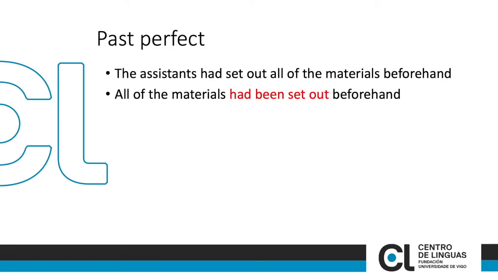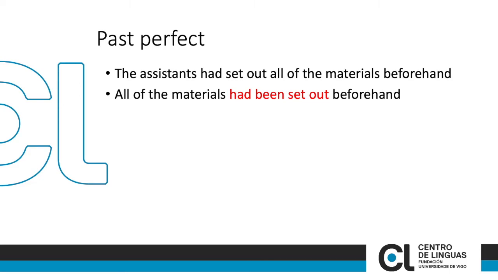Now here's the passive voice. The object is brought to the beginning of the sentence, all of the materials, and then we use the verb to be, okay, had been in the past perfect, set out, which is the past participle, beforehand.